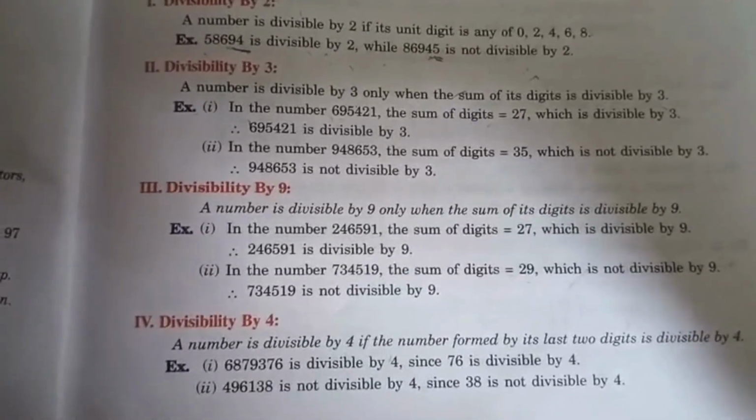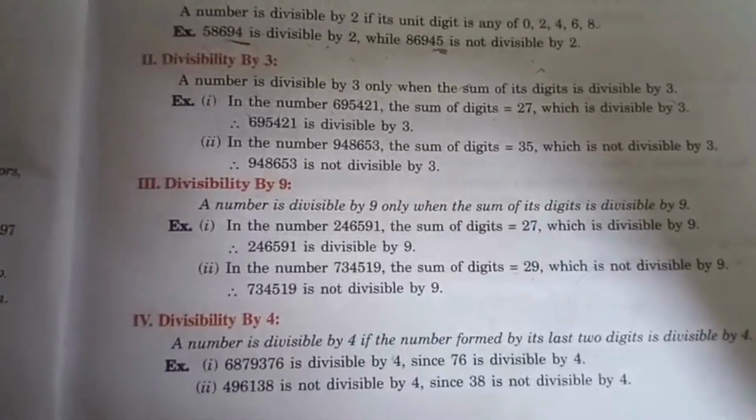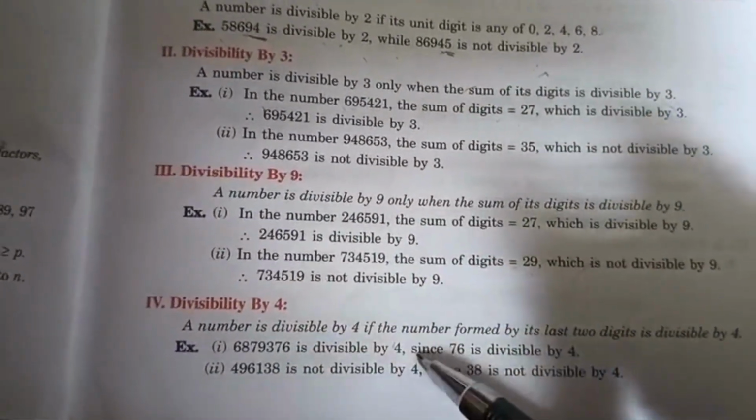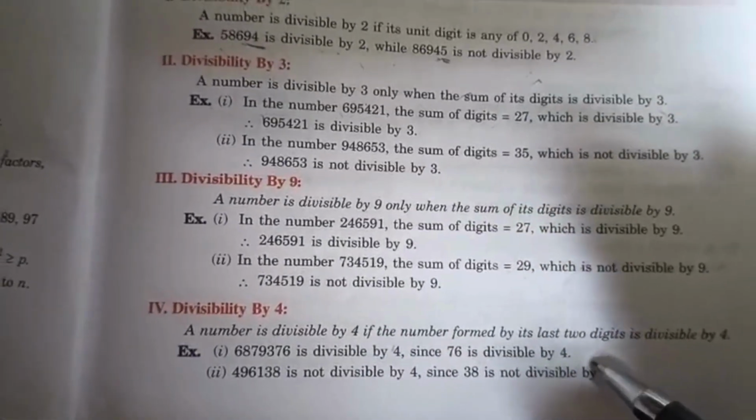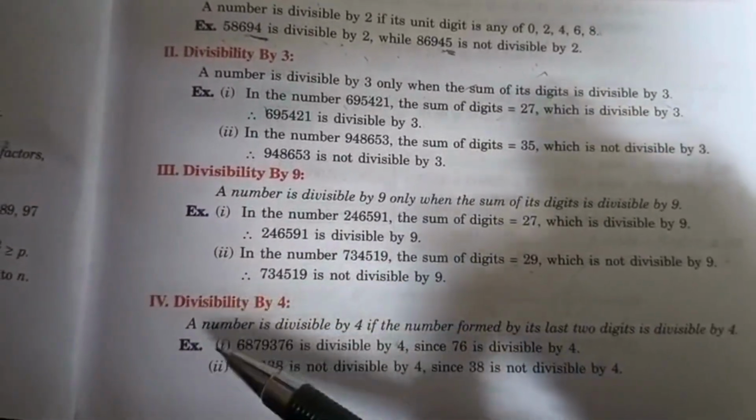Okay, let's check. 6879376. This is divisible by 4, because 76 is divisible by 4. That's why this number is divisible.